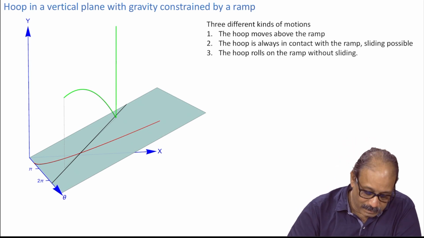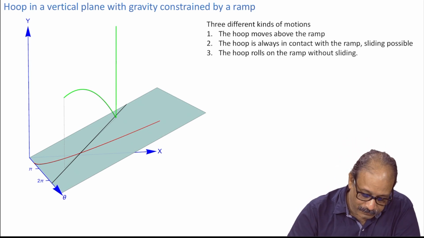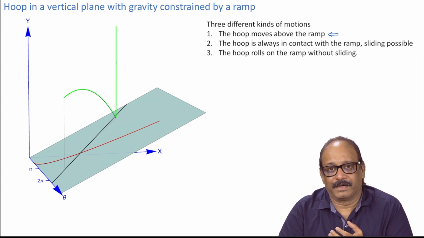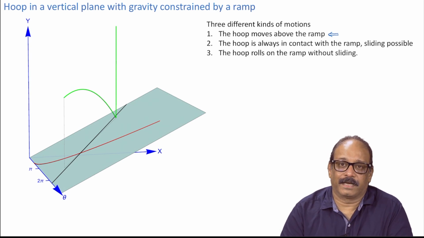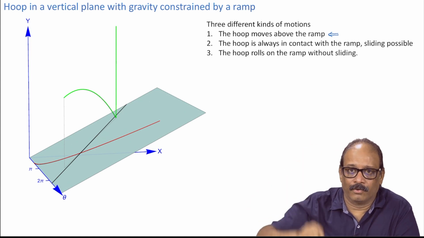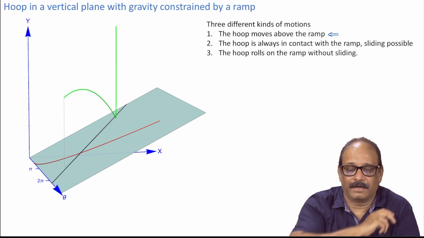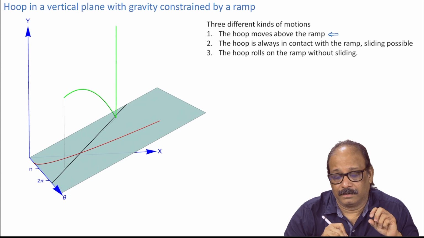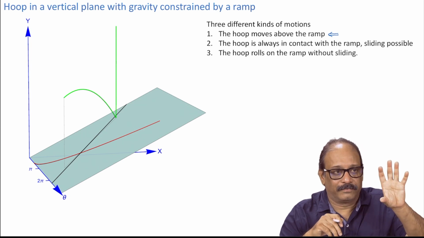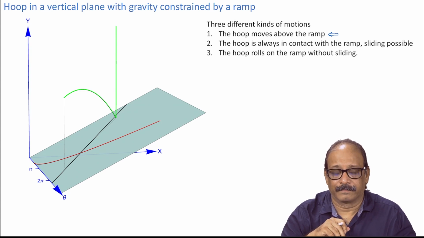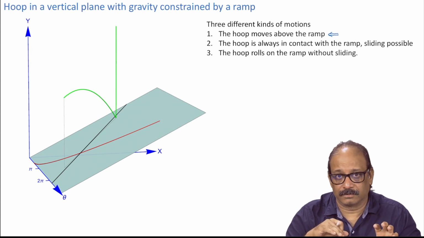So, I am showing this in the configuration space. See, the first kind of motion is where the hoop is above the ramp. Think of one simple case. I just drop the hoop from some height, it will go and bounce off the ramp and bounce in some other direction, and see what will happen. If I just drop it without any spin, when it touches the ramp, there is a normal reaction, but there is also friction.